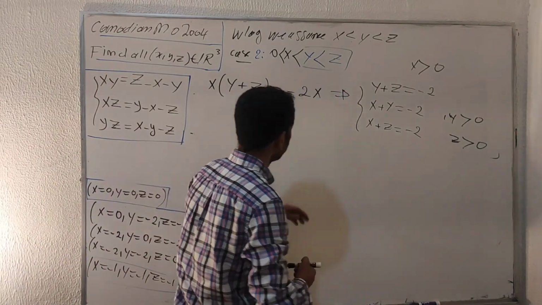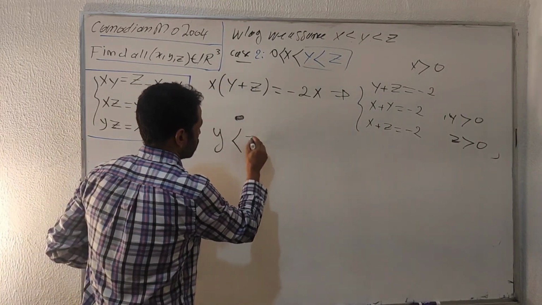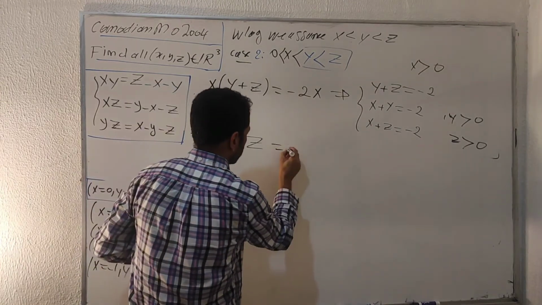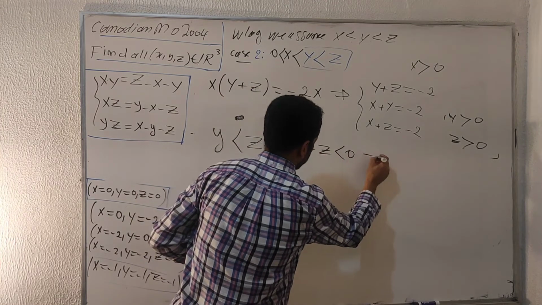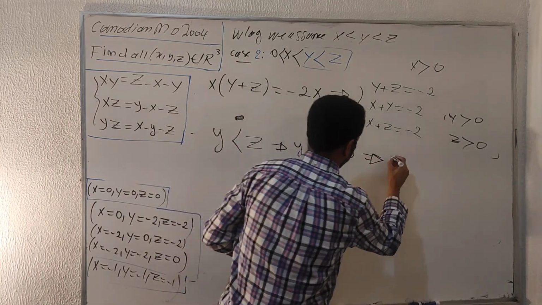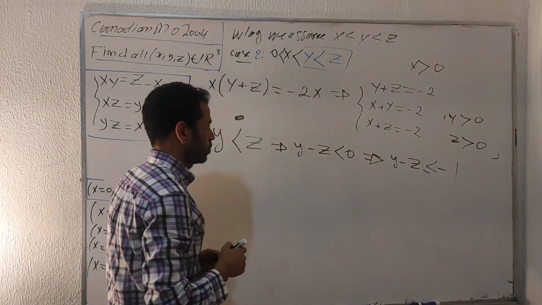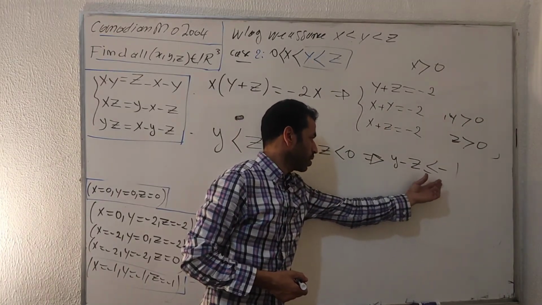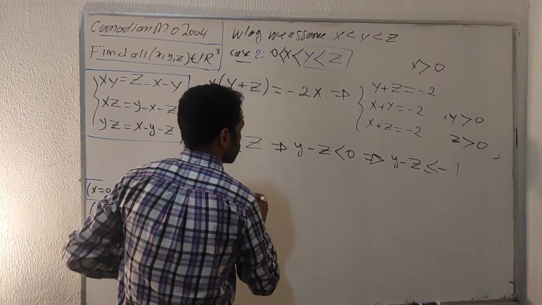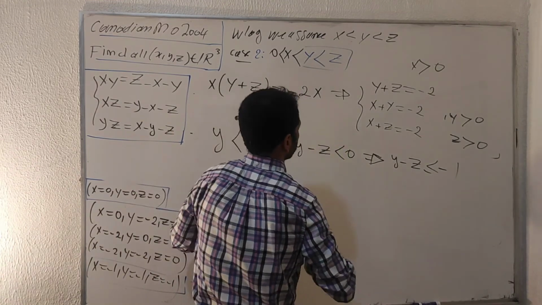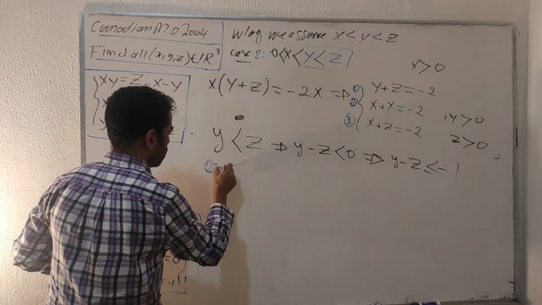Now we are going to use this one. We have y strictly inferior than z, which means y minus z is strictly inferior than 0. This one implies y minus z is inferior or equal to minus 1. We want to tighten this one by including minus 1. We are going to put this on this form. So let's call these equation number 1, number 2, number 3, and let's subtract.